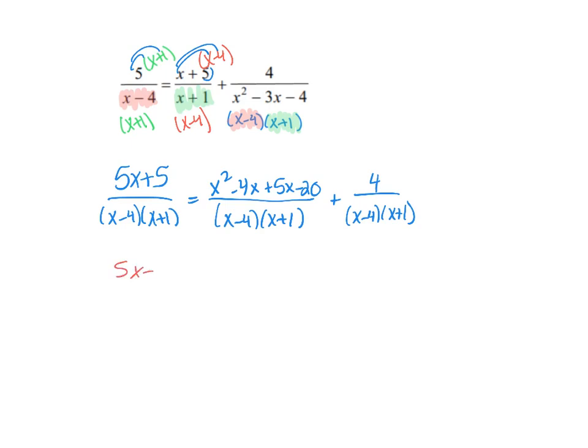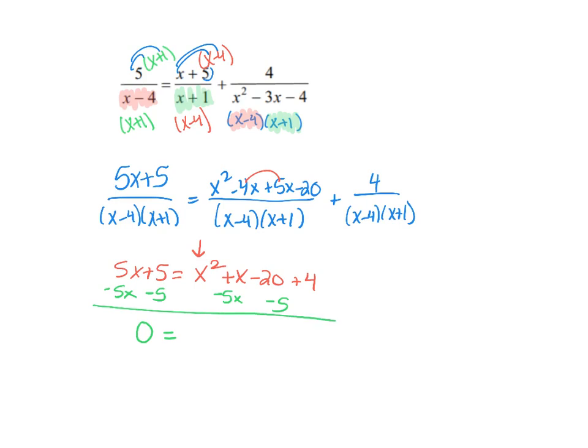So I'm going to have 5x plus 5 equals x squared, well, let's combine these, plus x minus 20 plus 4. So now I can see I have a quadratic equation, so I'm going to move everything to one side. So I'm going to subtract this 5x over, as well as subtract this 5 over. So that way this side of the equation is equal to 0. So I'm going to have 0 equals x squared minus 4x. Well, this would have been negative 16, so negative 16 minus 5 would be negative 21.